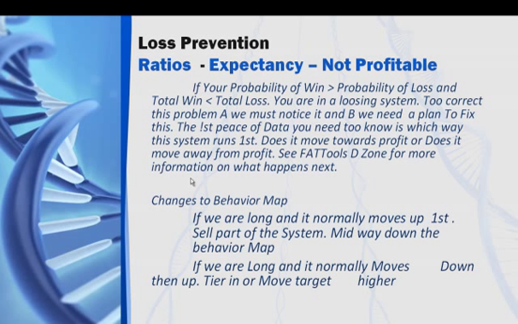The first piece, I spelled that wrong, but I sure want you to have world peace and be calm. Okay, the first piece of data you need to know is which way the system runs first. Now, to do that, we express that in our, what did we call it? We called it our B zone. Okay, I'm going to grab this and pull it on the screen so we can look at it again.